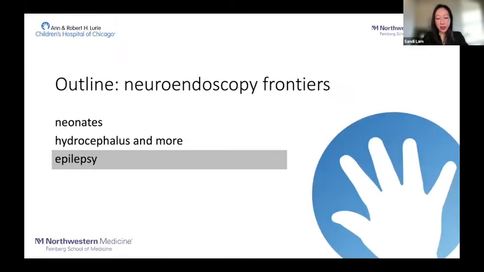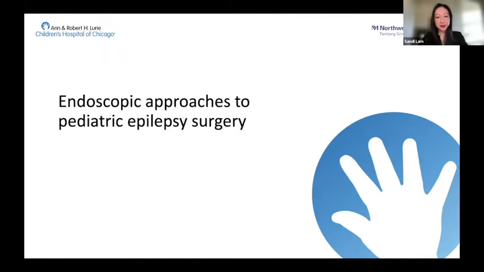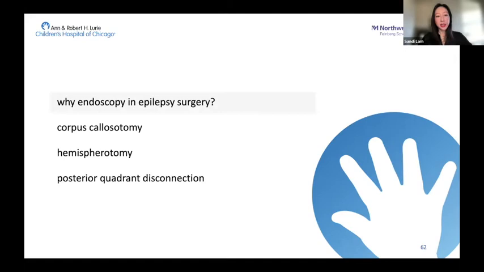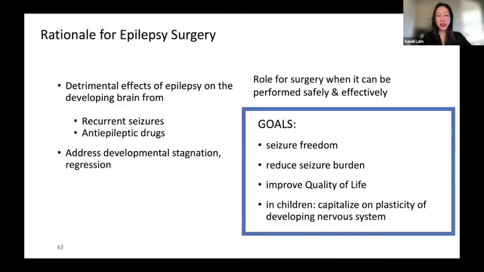The last part, I'd like to show endoscopic applications to epilepsy. This is not to convince anybody to be an epilepsy surgeon or to go into detail about this, but to think about the role of endoscopy in epilepsy surgery, which will be very different than the beginning part of my talk. The rationale for epilepsy surgery, especially in children, is to address the detrimental effects of recurrent seizures on the developing brain, from the seizures themselves and also the side effects of the anti-epileptic drugs, and also to address the neurodevelopmental price that you pay with epileptic encephalopathy, and to take advantage of neuroplasticity. So the goals are seizure freedom, to reduce seizure burden, and to improve the quality of life.